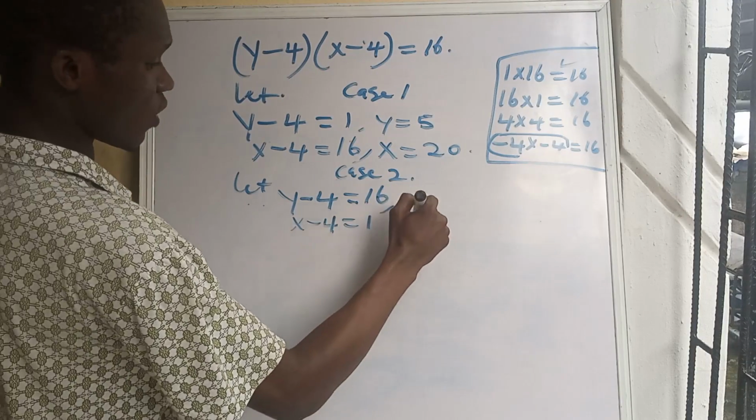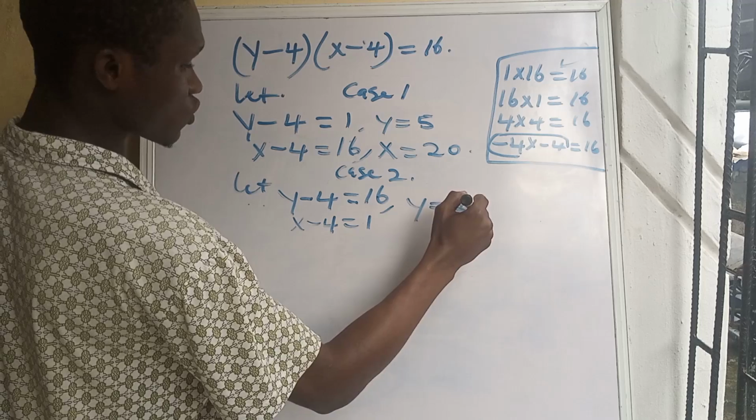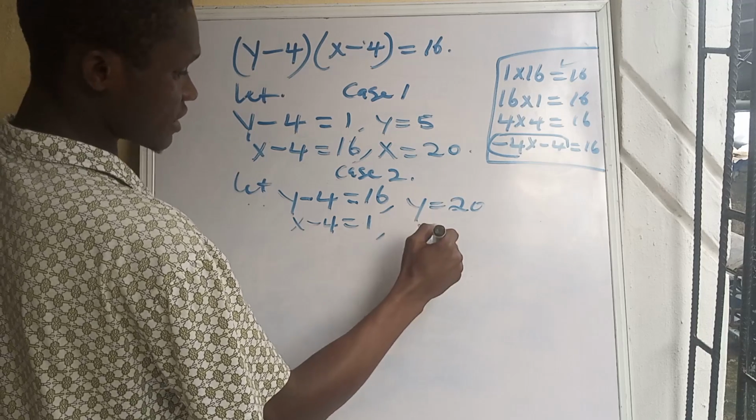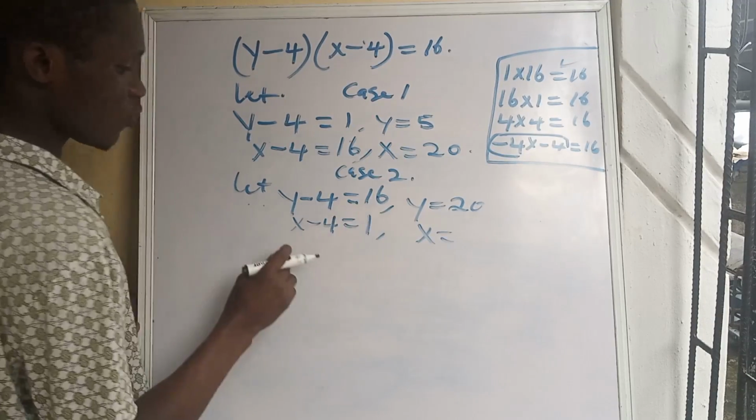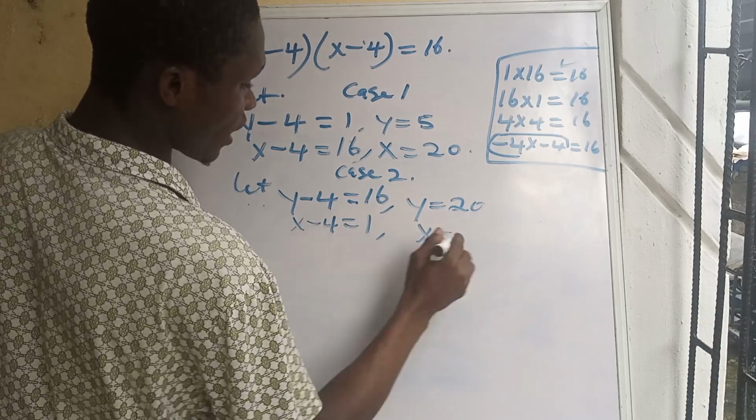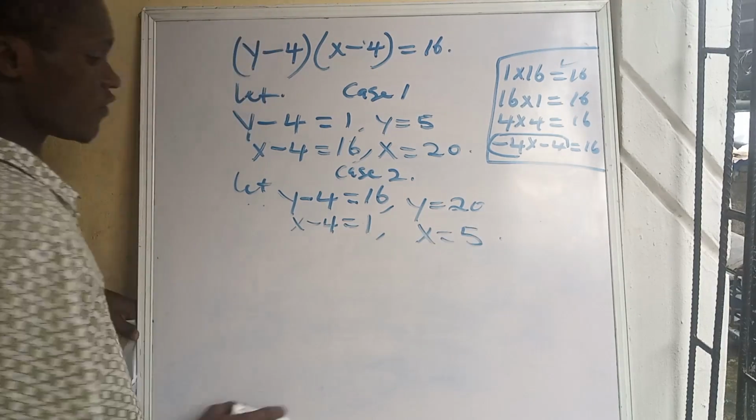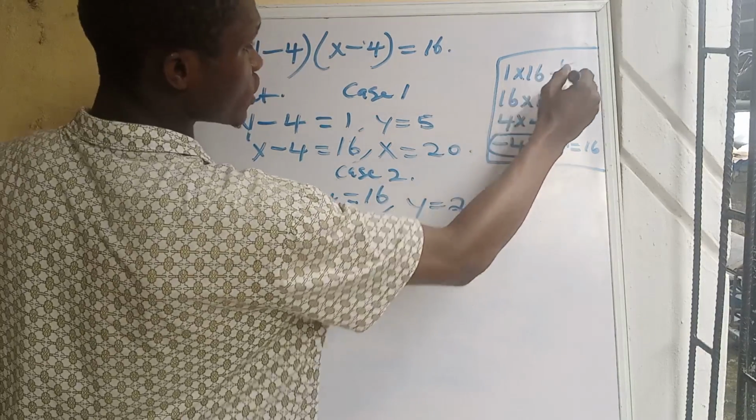So at this junction, your y is equals to what? It's equals to 20. Then your x is equals to, this is 1. We're having 1, x minus 4 is equals to 1. Your x is equals to what? Is equals to 5. Okay, we are done with the second one.